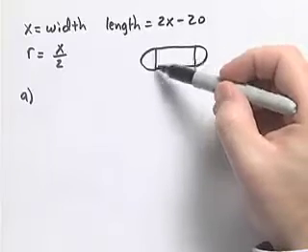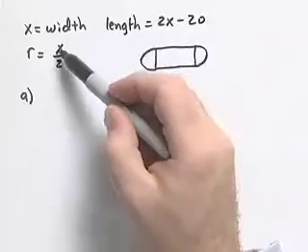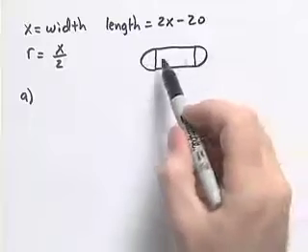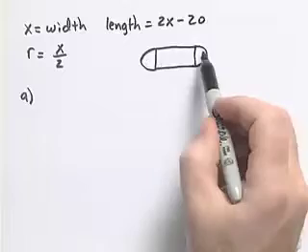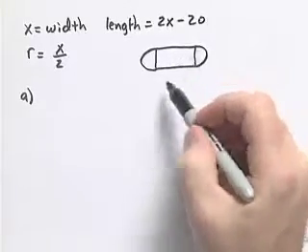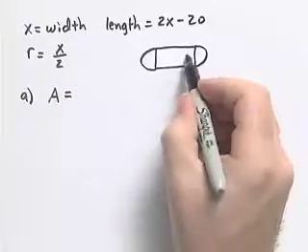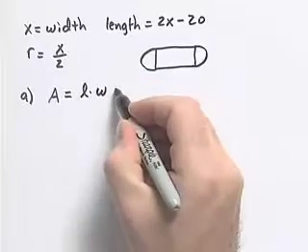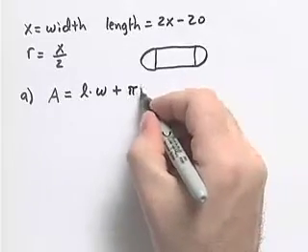The radius of the semicircle is half of the width. Since we said the width is x, the radius will be x over 2. To get the volume of the ice, we want to start by finding the surface area of the ice. If we consider these are the two semicircles, we could put them together to form a complete circle. So we really have a rectangle and a circle that we need the area for. So the total surface area is going to be the area of the rectangle, which we'll write as length times width, plus the area of the circle we get by combining the ends, which will be pi times the radius squared.